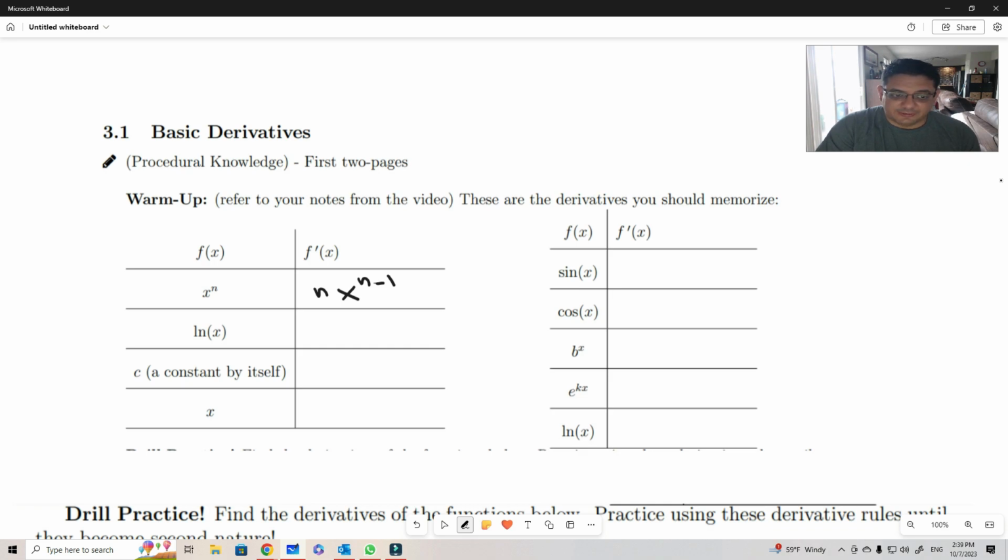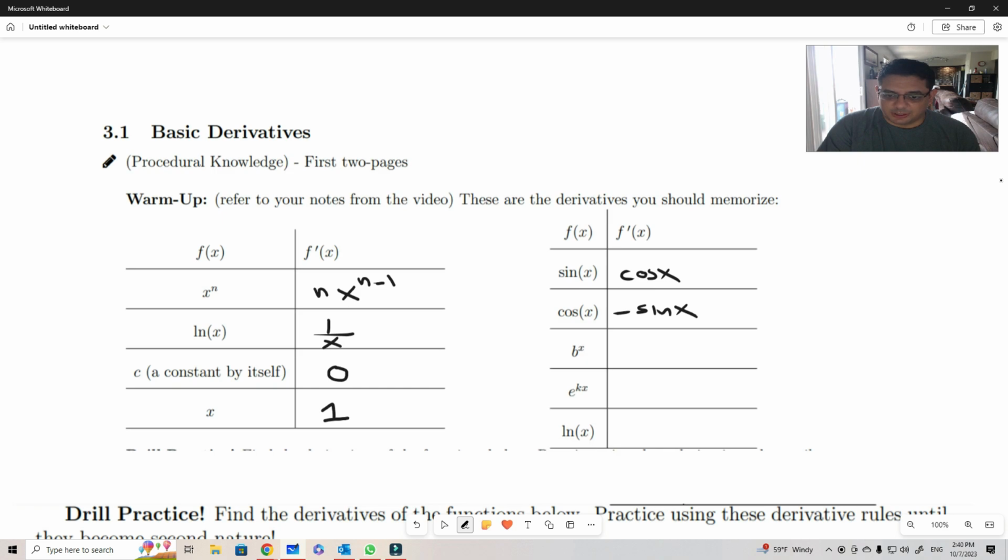Now, for the log of x, the derivative is 1 over x. If we have a constant, the derivative of that constant is 0. If we have the function x, the derivative is 1. The trigonometric functions are related through their derivatives. For sine of x, the derivative is cosine of x, and for cosine of x, we get minus sine of x. So sine and cosine have a cross relationship with each other.